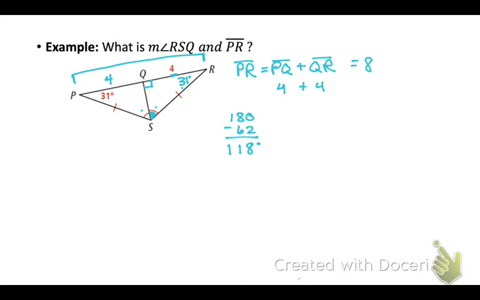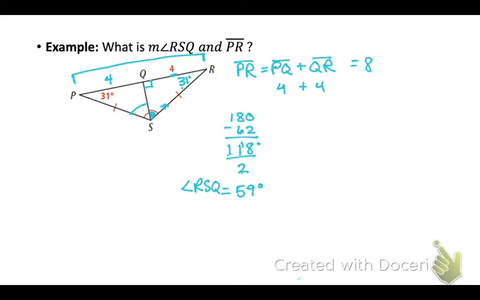Okay, so 118 is this whole angle, correct? Yeah, so then you divide it by 2, and you get 59. So that is angle RSQ. Now, can I show you a different way?